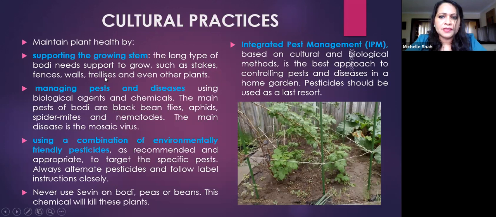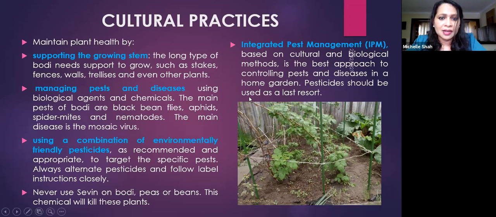Okay, I've spoken about cultural practices of legumes, so it would be similar for the bodhi. Support the growing stems, as I spoke about, with stakes or trellises. Managing pests and disease, I spoke of that. Then using a combination of environmentally friendly pesticides is another means of controlling pests in the field. Never use Sevin on bodhi peas or beans, as that chemical could kill these plants. And IPM, or integrated pest management, based on cultural and biological methods, is the best approach for controlling pests and disease. Pesticides should really be used as a last resort.